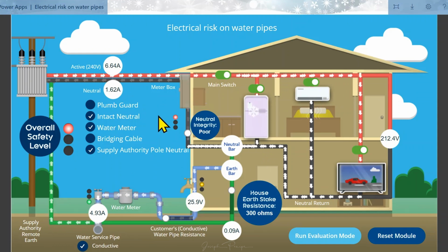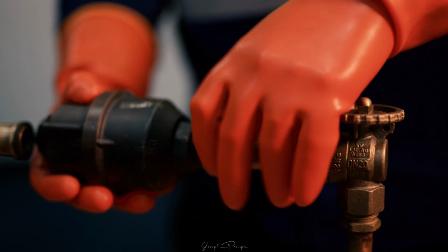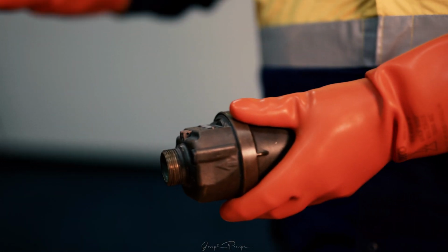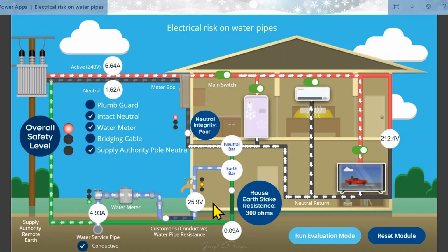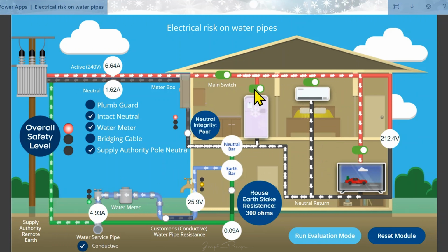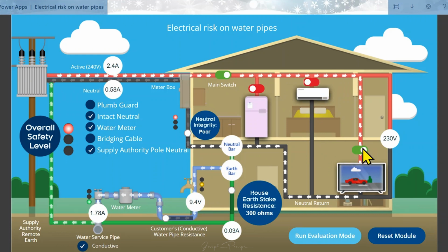Under these circumstances, if we sent a worker to go and replace this water meter, then they would be exposed to a touch voltage. What's interesting to note is that the only time you would notice a touch voltage in a fault condition is if there were loads turned on in the property.